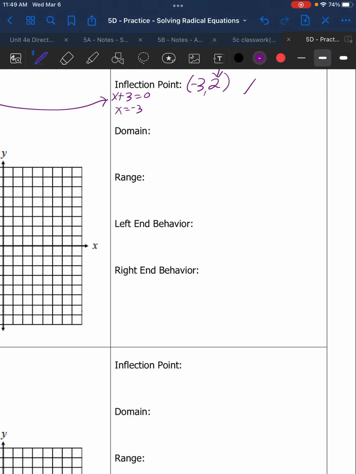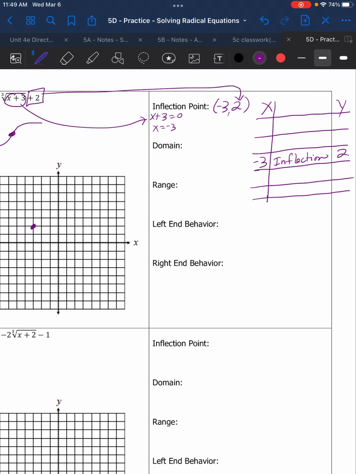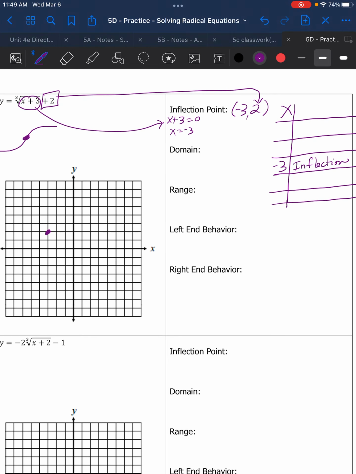That's going to be this point here. And then we have to look at the table. Really want 5 points, but if you have 3, as long as they're on both sides of the inflection point, you're okay. So I'm going to put the inflection point in the middle, -3, 2. And now I have to choose numbers. It is a cube root function, so I have to choose my x values.